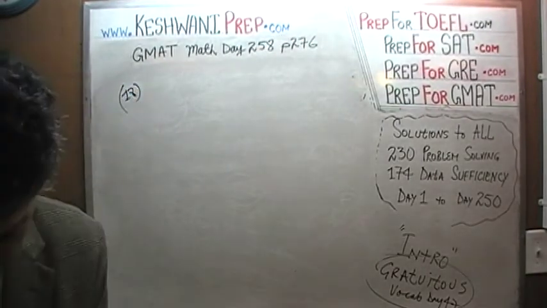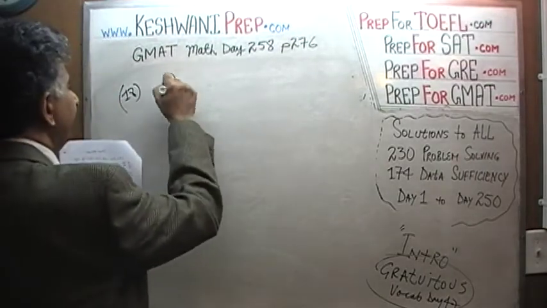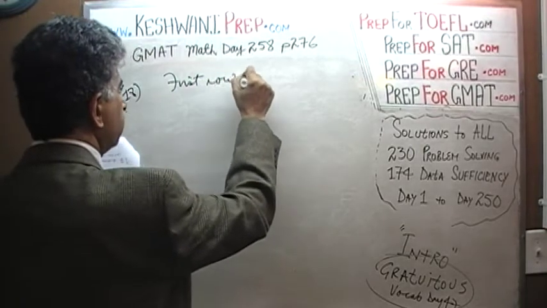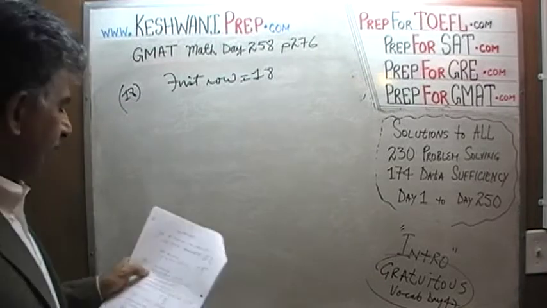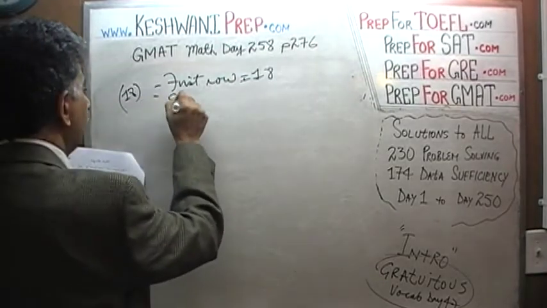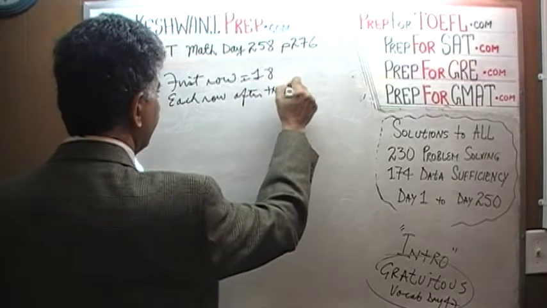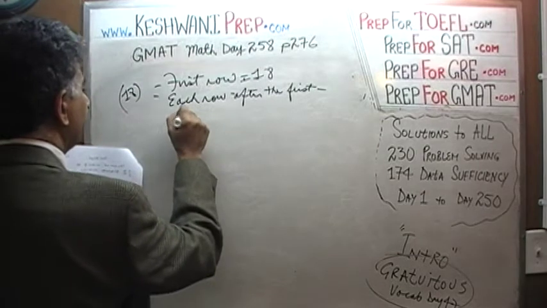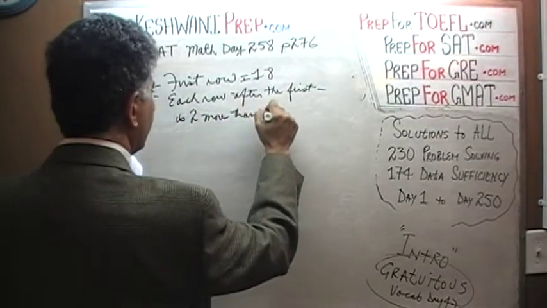Number 18. In number 18, we are told that the first row in the theater contains 18 seats. We are told that each row after the first is 2 more than the previous one.